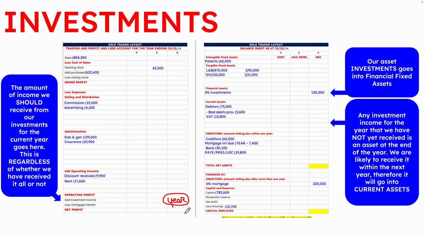Now, in every Leave Cert final account question, you are going to have investment income due. And so at the end of every year, you are going to be owed some investment income, and that will surely be paid to you within the year. So that's going to go in the current assets section.